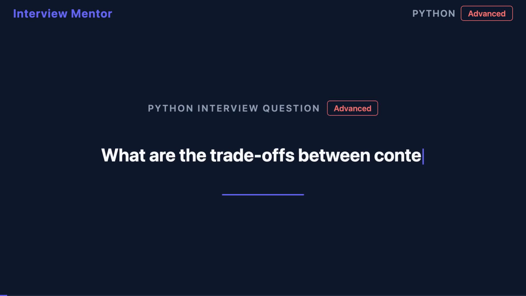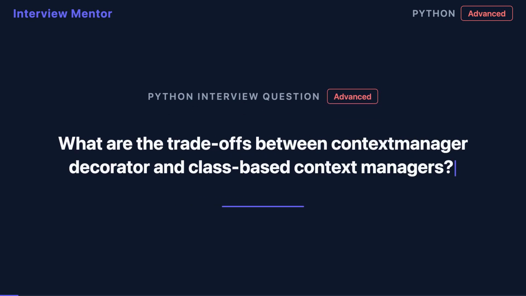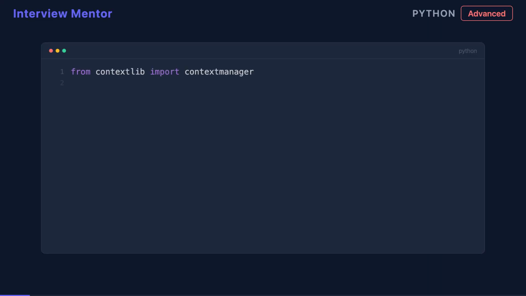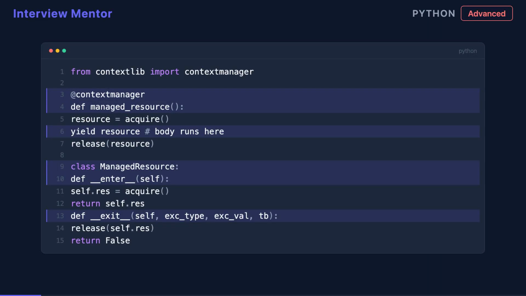Most Python developers reach for @contextmanager without thinking about what happens when an exception gets thrown. Python gives you two ways to build a context manager. With @contextmanager, you write a generator function and place a yield exactly where the with block's body executes. Code before the yield is setup, code after is teardown.